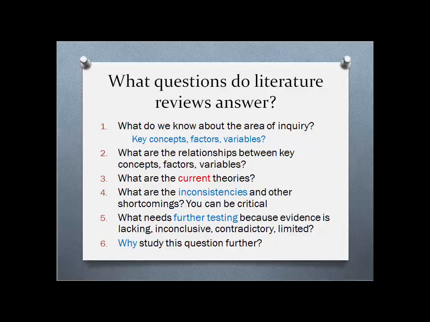What questions do literature reviews answer? They answer all of these 6 or more. What do we know about the area of inquiry? So the key concepts, the factors, the variables. What are the relationships between the key concepts, factors, and variables? What are the current theories? What are some of the inconsistencies and other shortcomings that you can find? And you can be critical in this. What needs further testing because evidence is lacking, inconclusive, contradictory, or limited? And why study this question further?